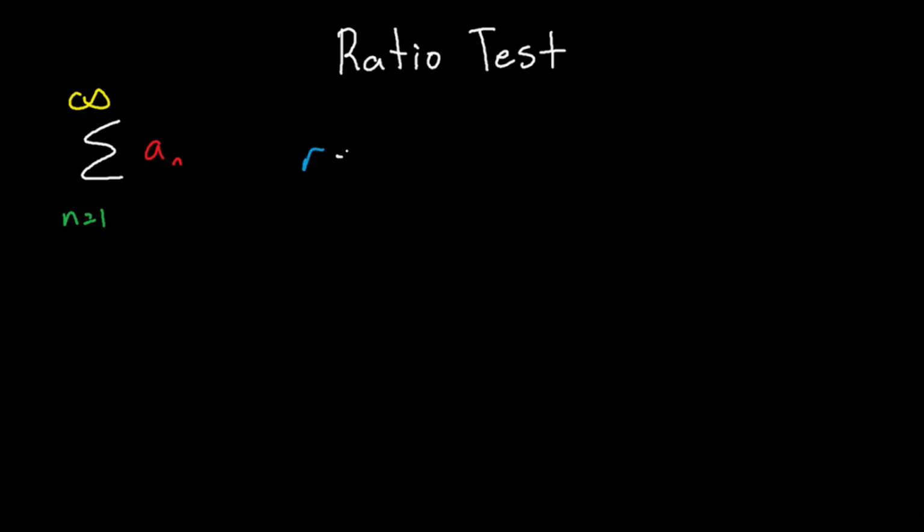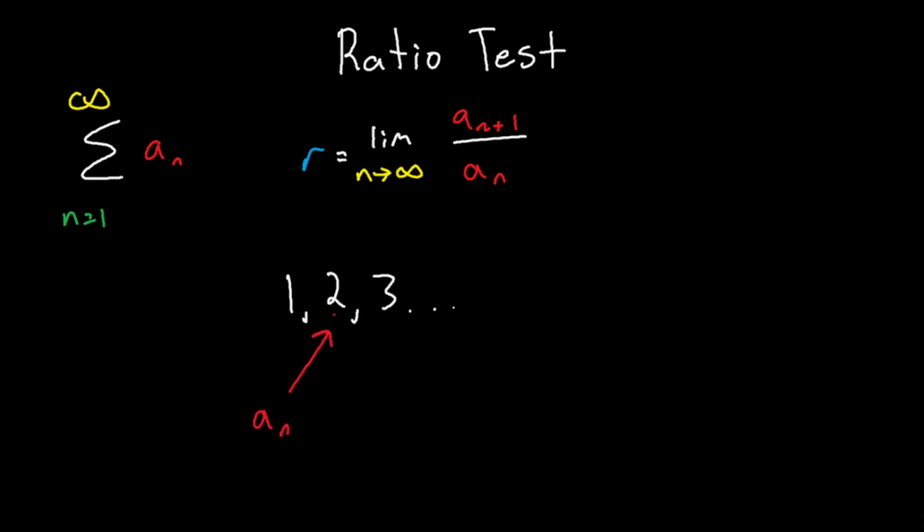And this value of r is determined by the limit as n approaches infinity of a of n plus 1 over a of n. So what is a of n plus 1? Well, a of n plus 1 is simply the next term in your sequence a of n. Let's say you had some sequence 1, 2, 3, right? If this was a of n, this is your second term, n is equal to 2 in this case, then your next term would simply be a of n plus 1. So a of n plus 1 just represents the next number inside of your sequence.